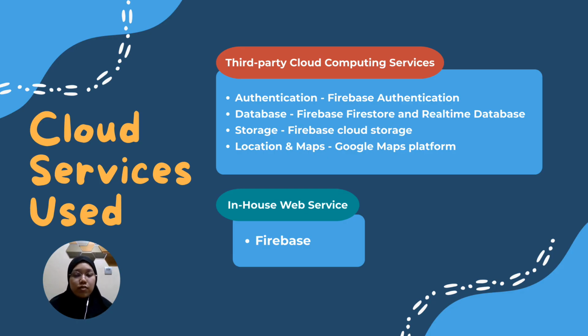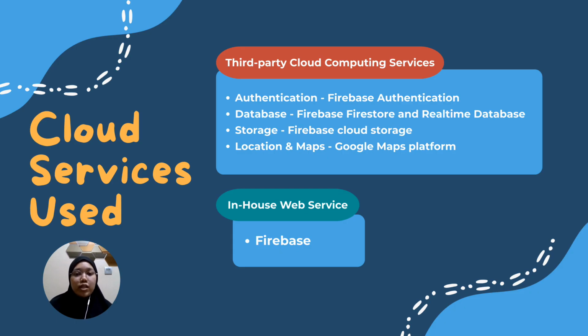Next, for the database service, we use the Firebase Cloud Firestore and also Firebase Real-Time Database together. The Cloud Firestore stores structured data such as user profile, report, and driver status information, while the Firebase Real-Time Database is used for real-time shuttle bus location tracking. This hybrid database approach improves the performance by separating live location data from structured records.